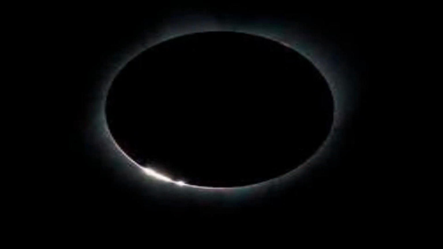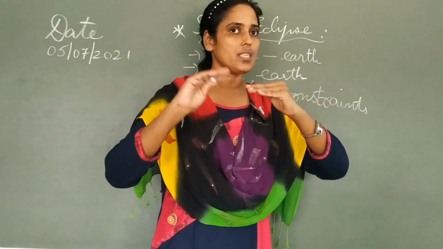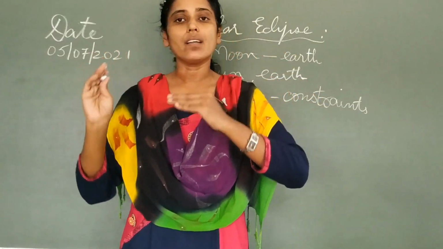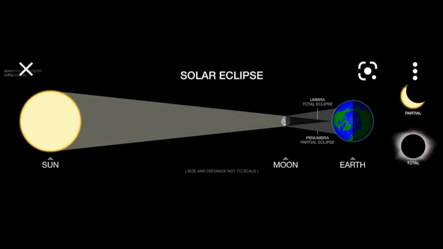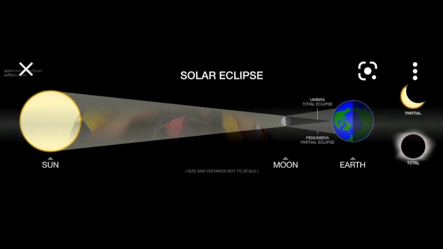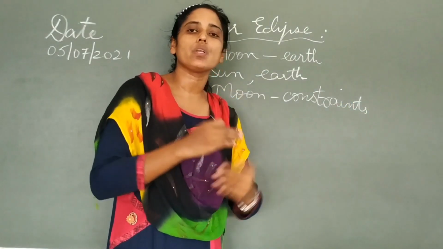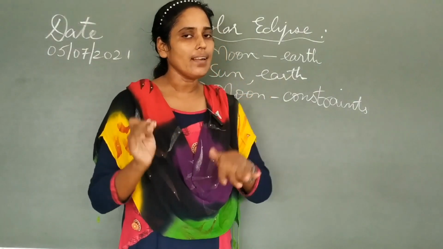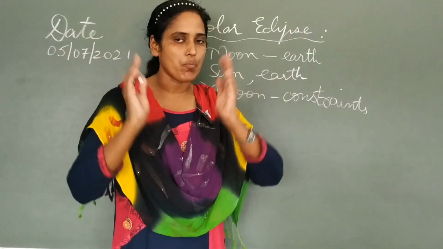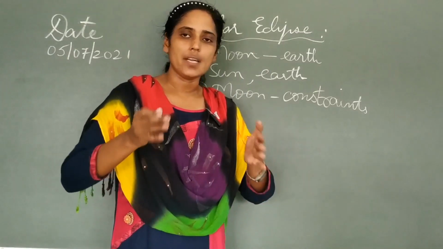Understood, students? I repeat, the moon revolves around the earth because the planet Earth has one satellite, the moon. You already saw in the previous videos. And while revolving, what happens? The moon comes between the sun and the earth. And at that time, the shadow of the moon blocks the light of the sun. The sun is not visible at all.